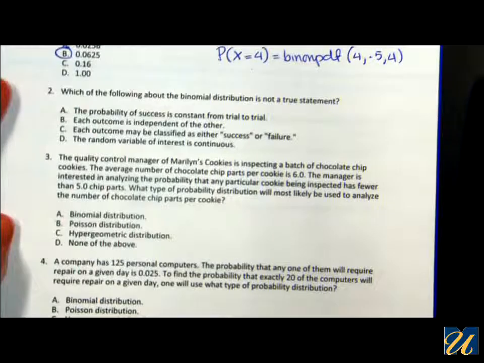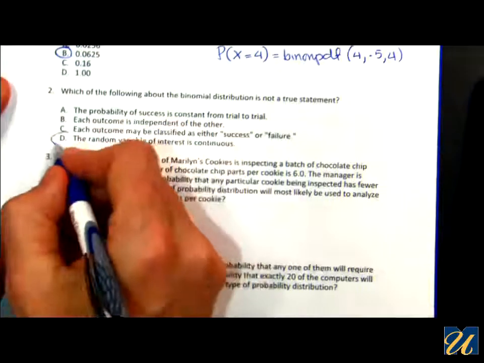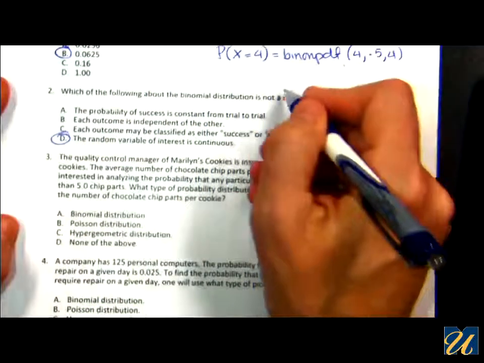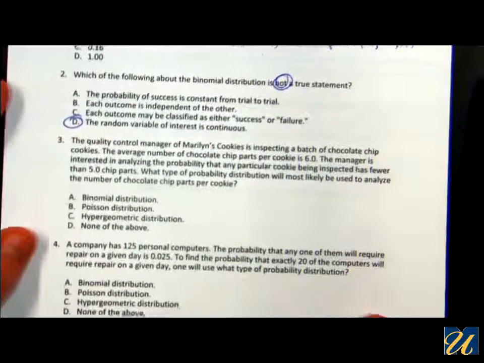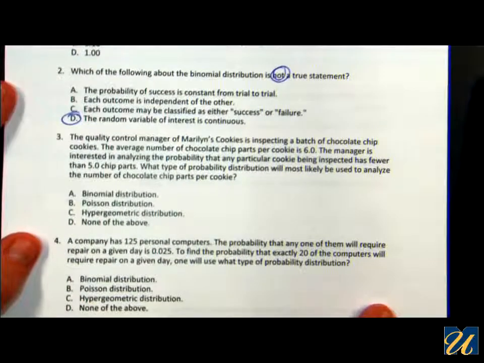Which of the following about the binomial distribution is not a true statement? The correct answer would be D. The random variable of interest is continuous. This is not a true statement. Now, for problem number 3, multiple choice 3.